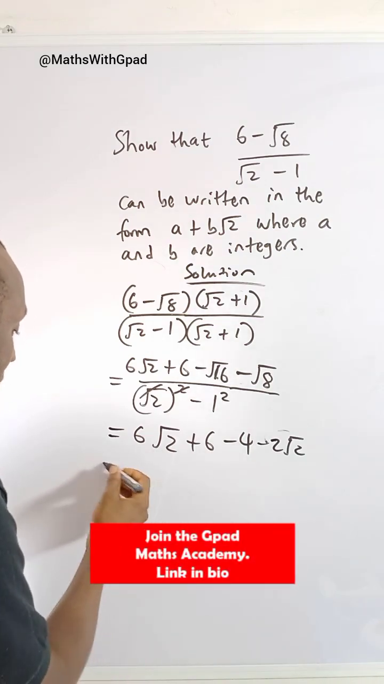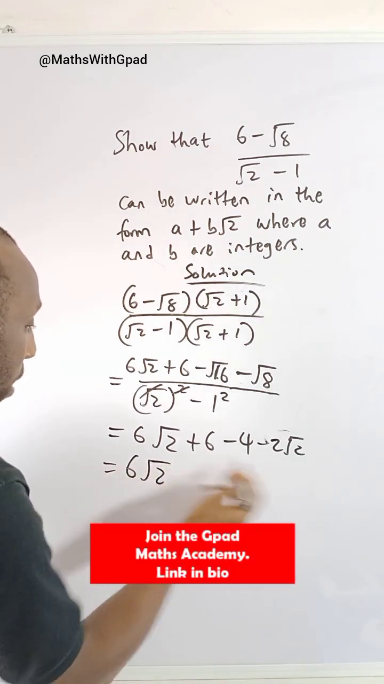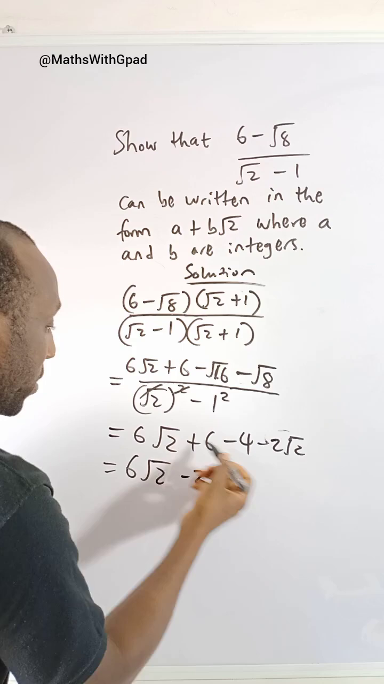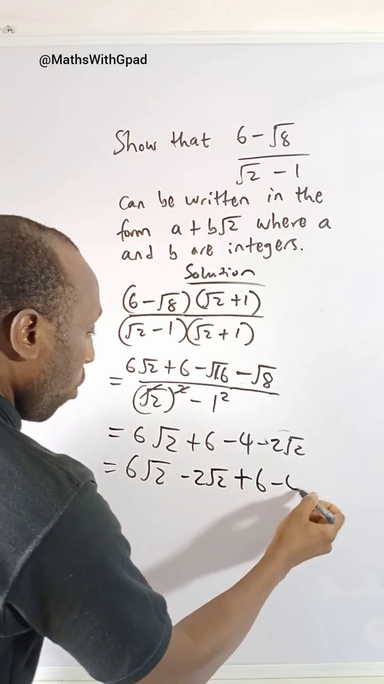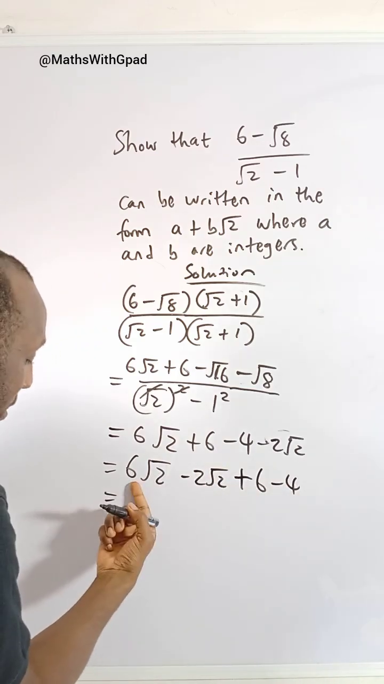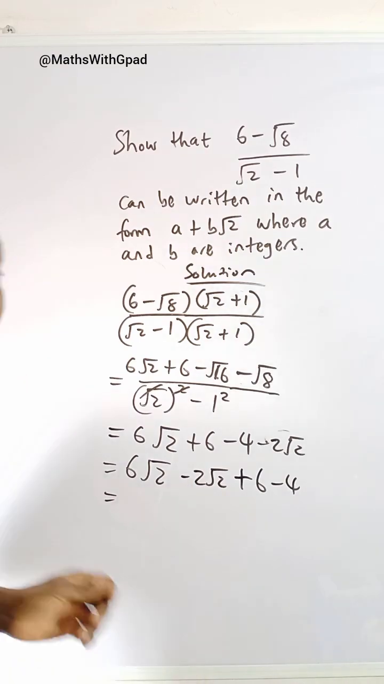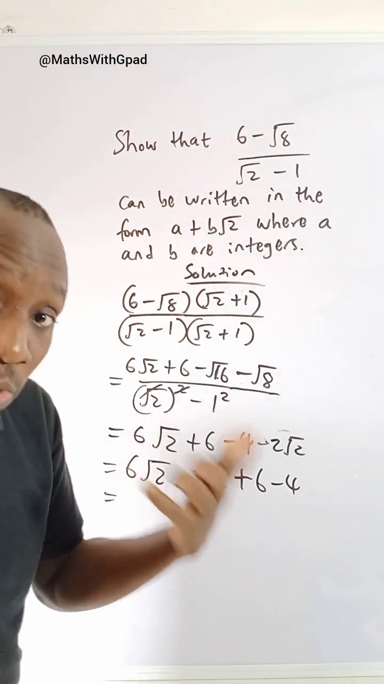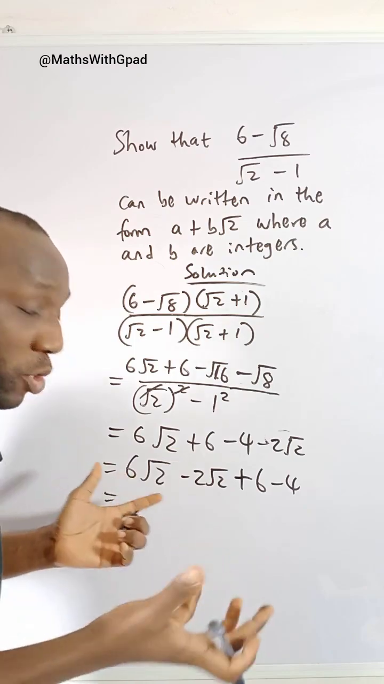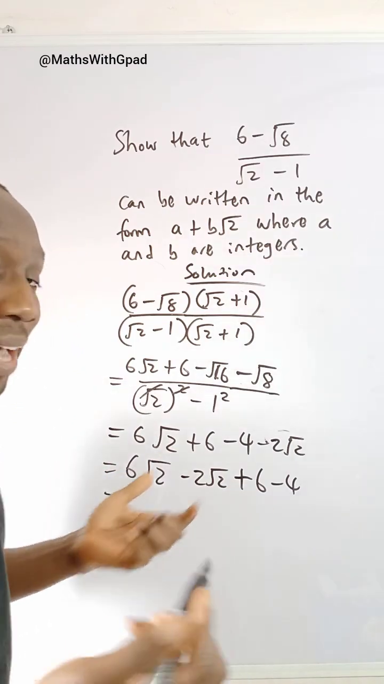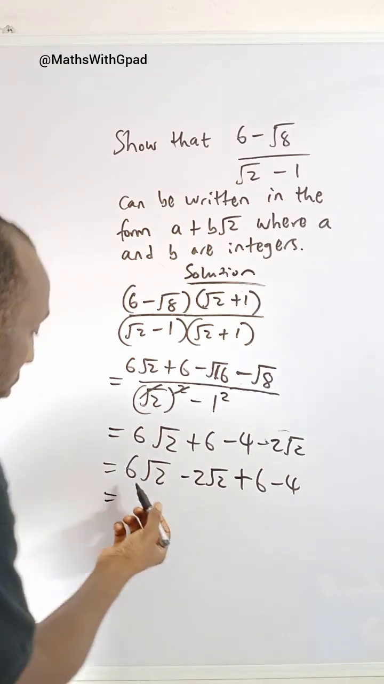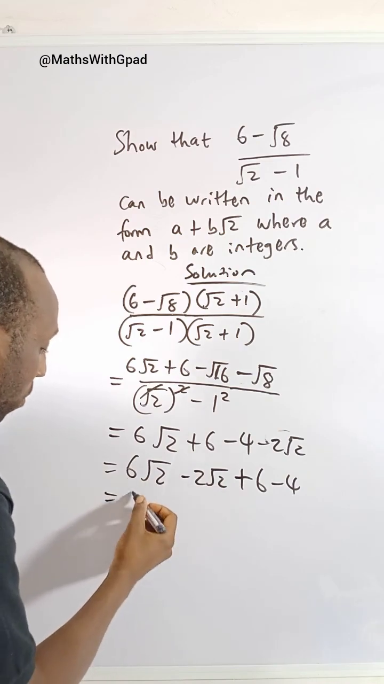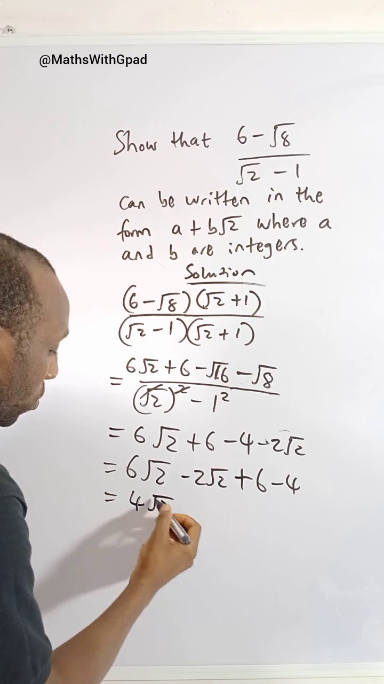So let me just rearrange the terms now. This is 6 root 2. Like terms, move negative 2 root 2 to this place. And you have 6 minus 4. Now look at this, 6 root 2 minus 2 root 2. They have a common radicand, so we can add and subtract, because they can be categorized as like surds. Just as you add and subtract like terms, you just simply subtract the coefficients of the surd. So 6 minus 2 is 4. So you have 4 surd 2, or root 2.